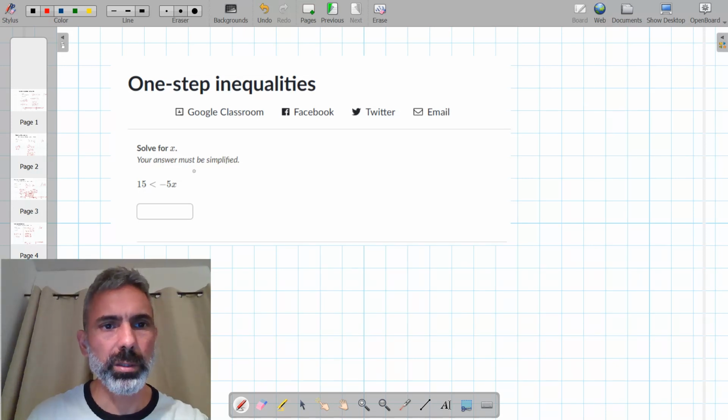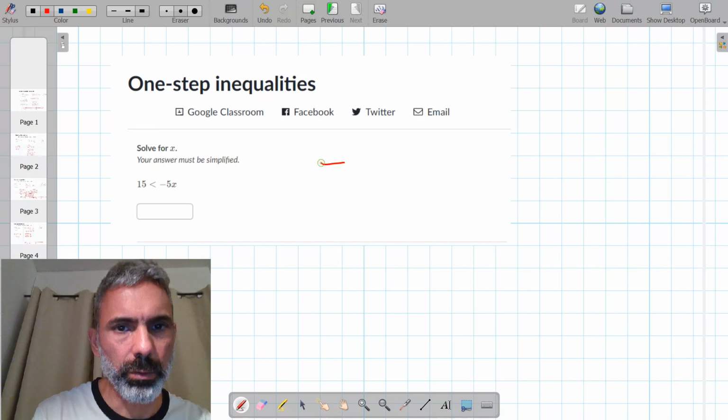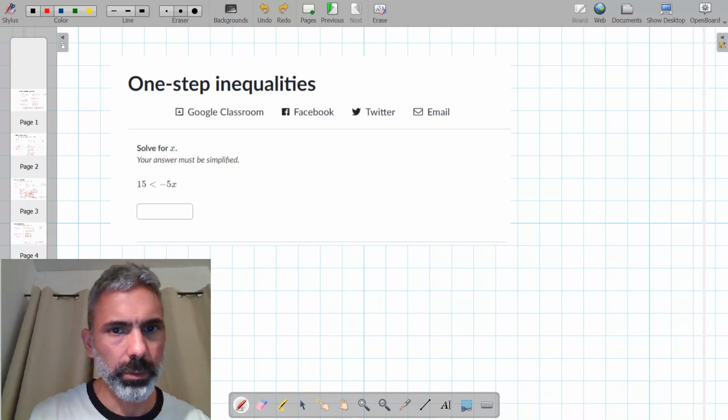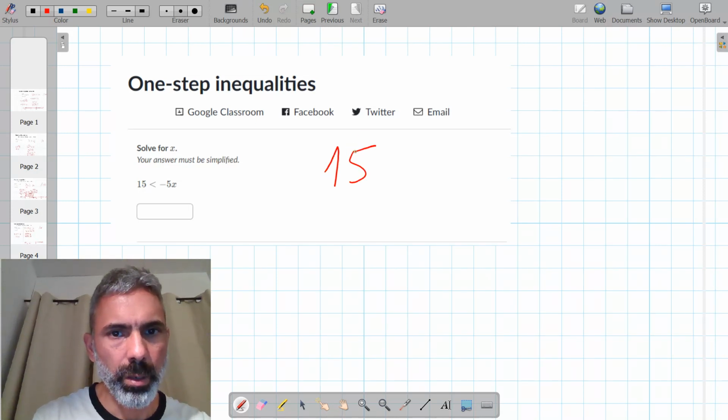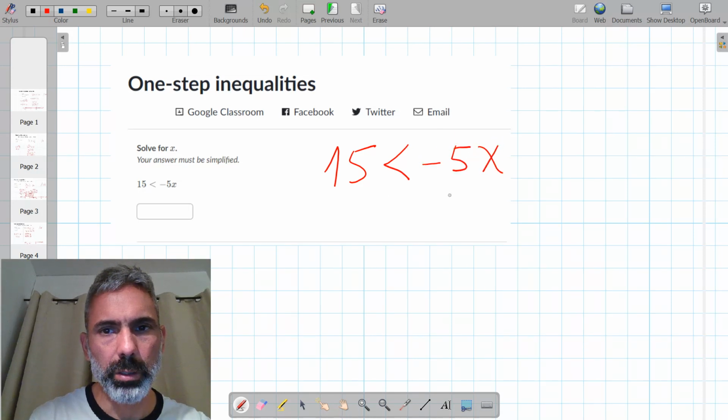Solve for x. Your answer must be simplified. 15 is less than minus 5x. So here, to isolate the x, I need to divide both sides of the inequality by minus 5.